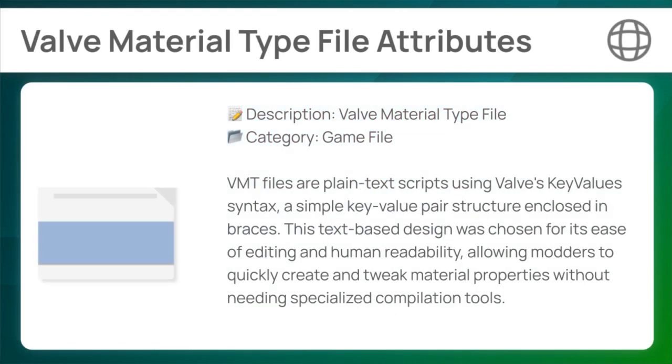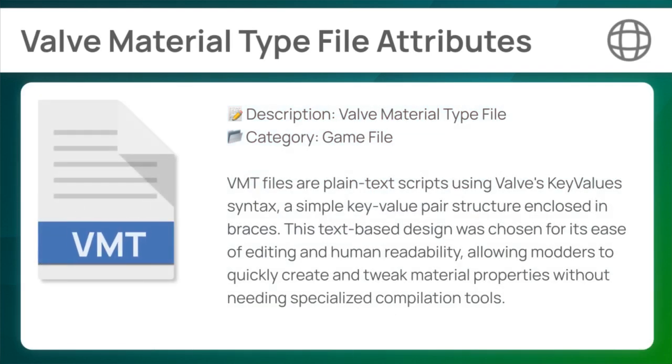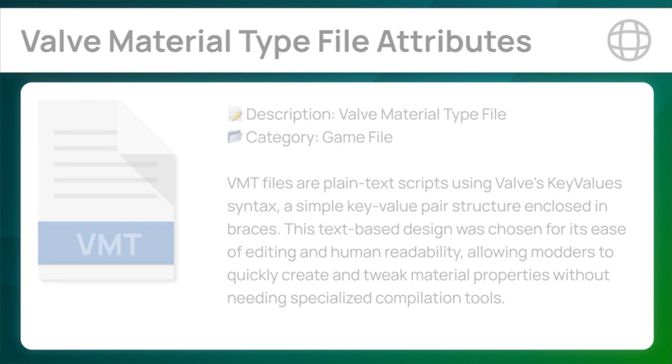VMT files are plain text scripts using Valve's KeyValues syntax, a simple key-value pair structure enclosed in braces. This text-based design was chosen for its ease of editing and human readability, allowing modders to quickly create and tweak material properties without needing specialized compilation tools.